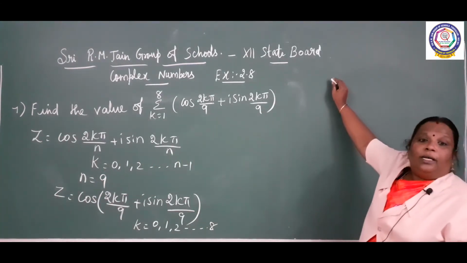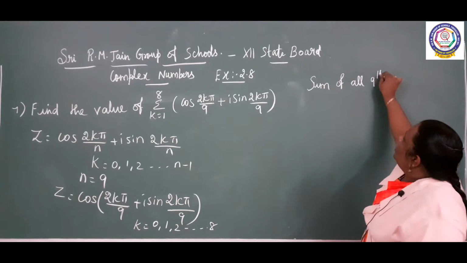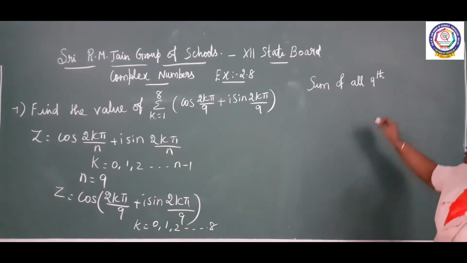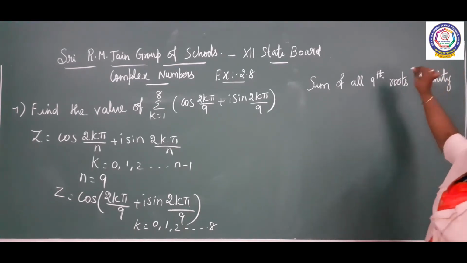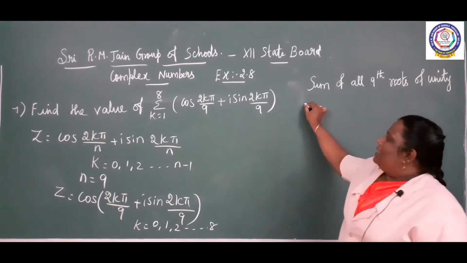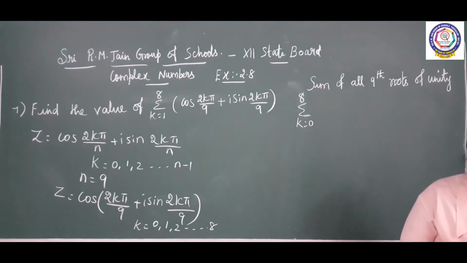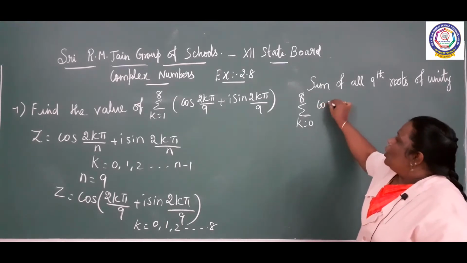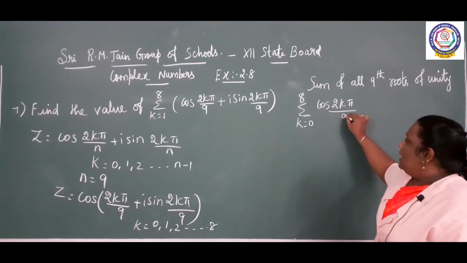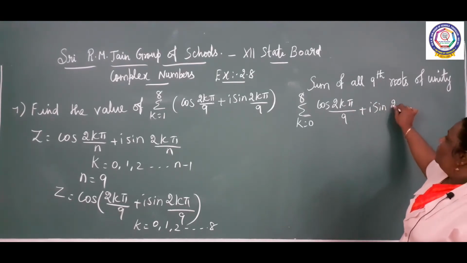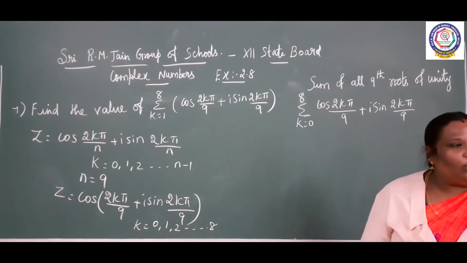Sum of all. See, you will write it now. Sum of all ninth roots of unity means you will write sigma k equal to 0 to 8 of cos of 2k pi by 9 plus i sin of 2k pi by 9. Now you can substitute the k values 0, 1, 2, etc.